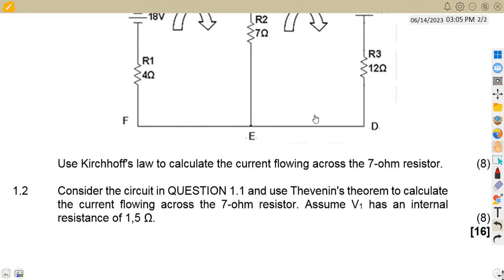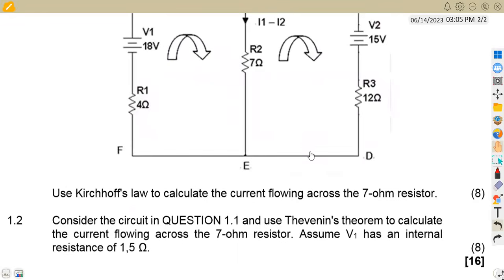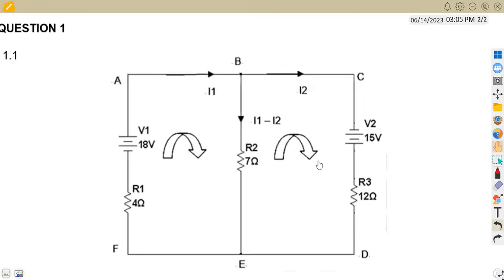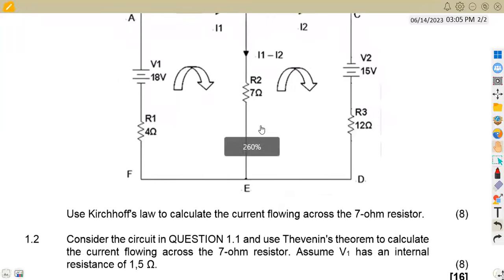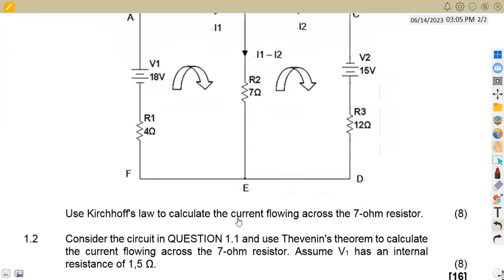Okay, so this is the 2022 question paper. For the first part, we are just given a circuit diagram. Then from that circuit diagram, we are given on 1.1: use Kirchhoff's laws to calculate the current flowing across the 7-ohm resistor. In this case, we are working with the 7-ohm resistor, 8 marks for that.